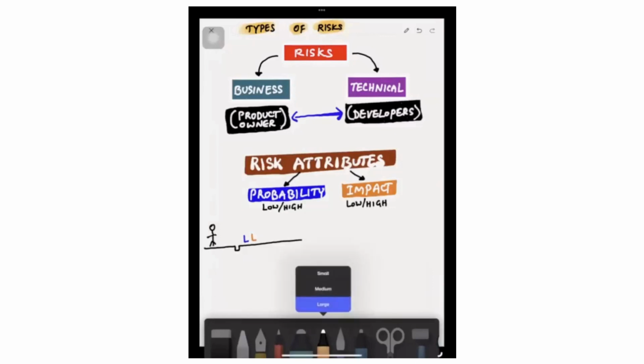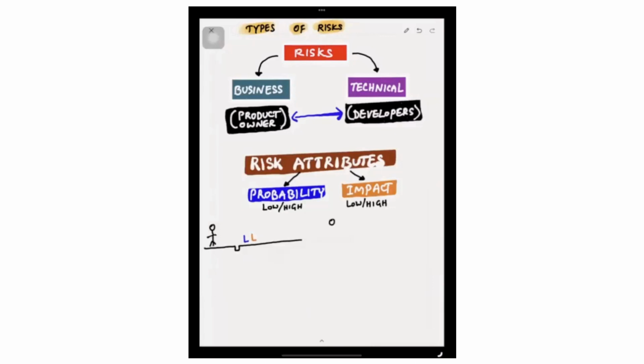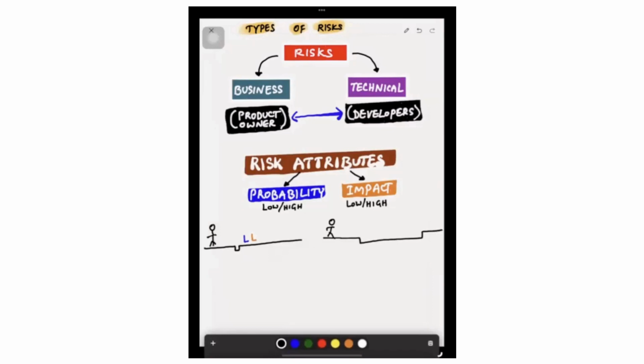So let's take a different scenario. You are walking on the road. The hole is like this. Sorry, width is 3 to 4 feet, but the depth is like 6 to 8 inches, very small depth. But width is 3 to 4 feet. So for you to fall into that, high probability, even if you fell into that hole, impact is low because the depth is not so high.